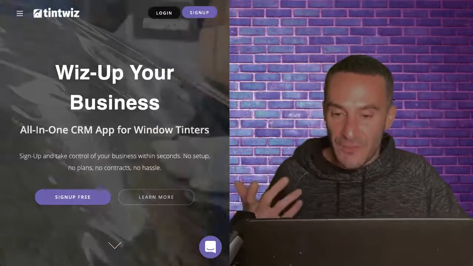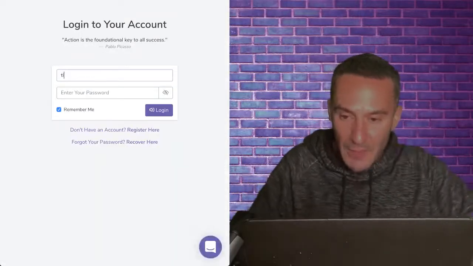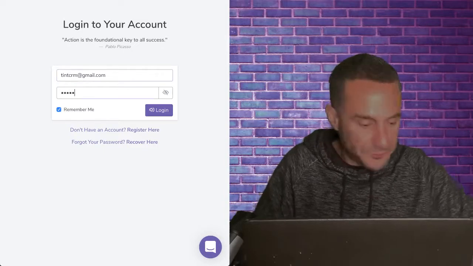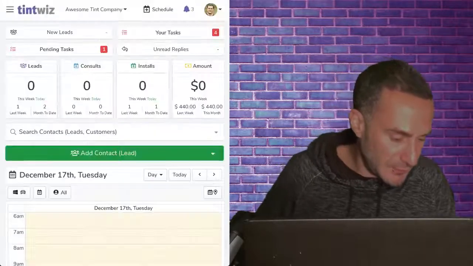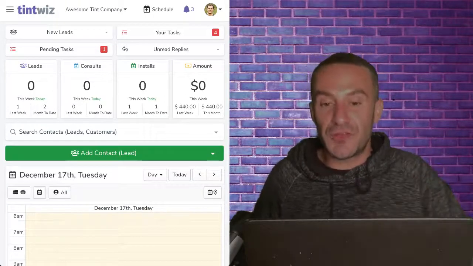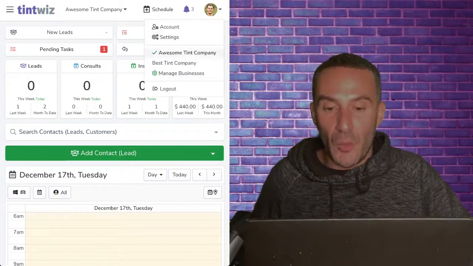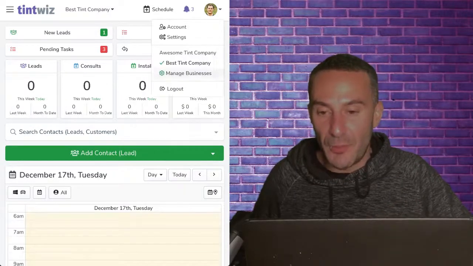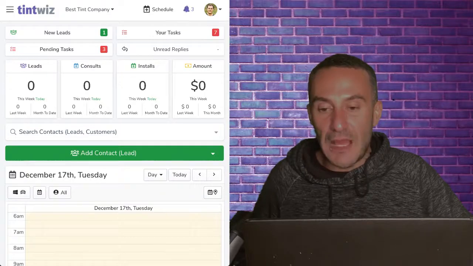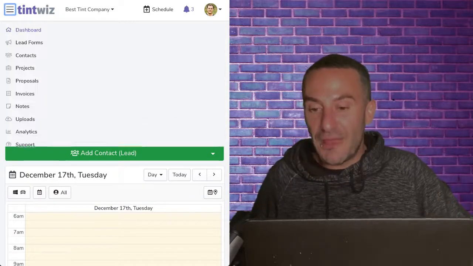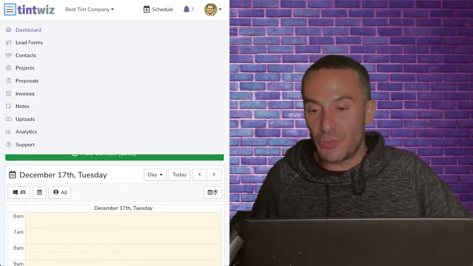Since I've already done that, I'm going to log in, and let me log into our demo account. So I'm logged in. This is the screen you're going to see for the most part when you log in, and you can see I can toggle between businesses. I have a couple businesses set up here. What you see here is an overview. You have a menu here on the left. This is going to show you your leads, your contacts, your projects, and all this stuff.